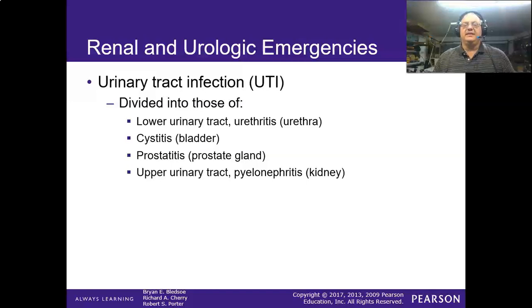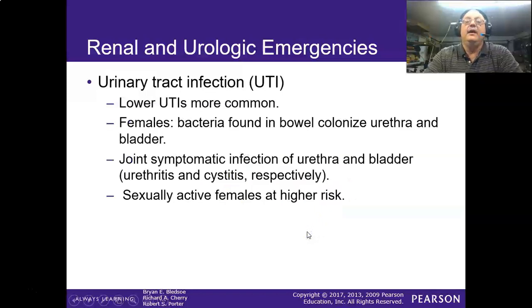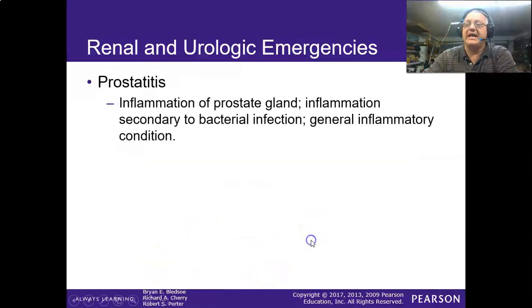So they usually have bladder infections and urethra infections. It can actually infect the prostate, and then the upper urinary tract, which is where it gets into the kidney. The lower UTI is what's usually common. In women, it's extremely common, a joint infection of the urethra and the bladder. Sexually active females are at a higher risk because, guys, despite our cleanliness, germs get in there.